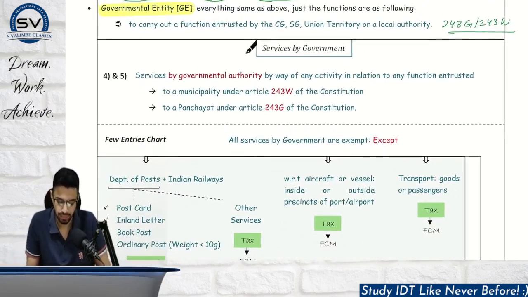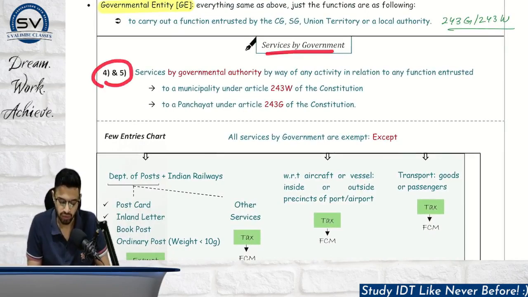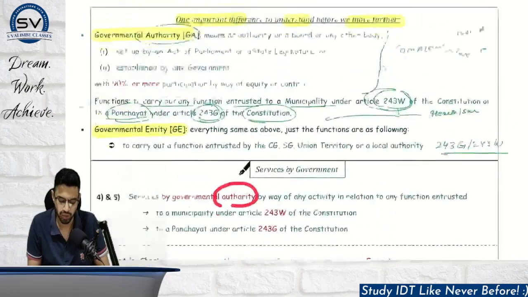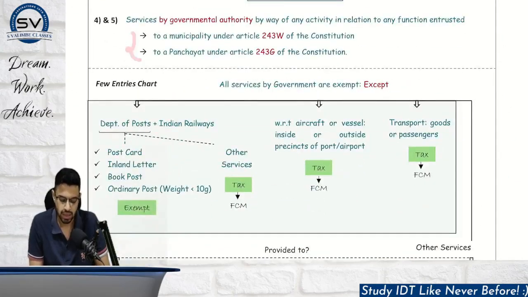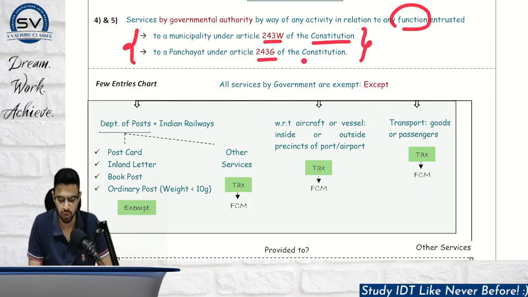Okay, let's start. Services by government 4 and 5. In services by governmental authority means which is doing the functions with respect to those two articles of Constitution. So here also those are covered. Services by a governmental authority by way of any activity in relation to means the coverage is quite wide with respect to any functions of those two articles 243W and 243G of the Constitution.